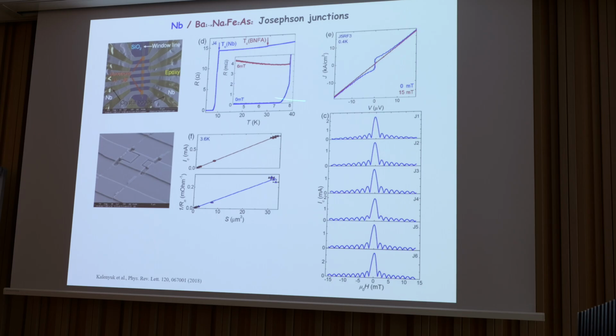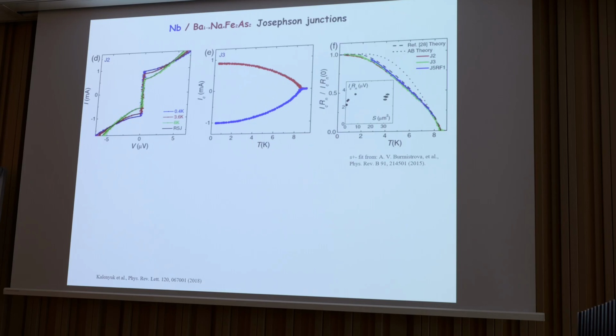So we measured the junctions. We looked at the area dependence. It is very reproducible. Here you can see a Fraunhofer modulation for all 6 junctions. You see that these are perfect Josephson junctions, very reproducible. Good. What we can measure is the temperature dependence of the ICRN product, and it differs from the conventional Ambegaokar-Baratoff.